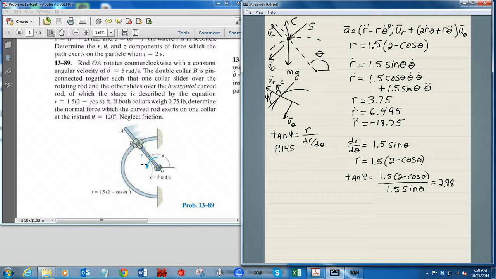If you take the inverse tangent of that, you find out that psi is 70.9. Let me put it someplace where it fits. So psi will equal 70.89. So 90 minus psi, which is the one that I really want, is going to equal 19.11.